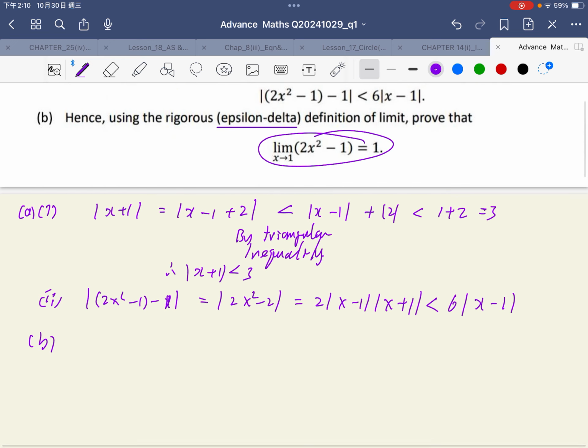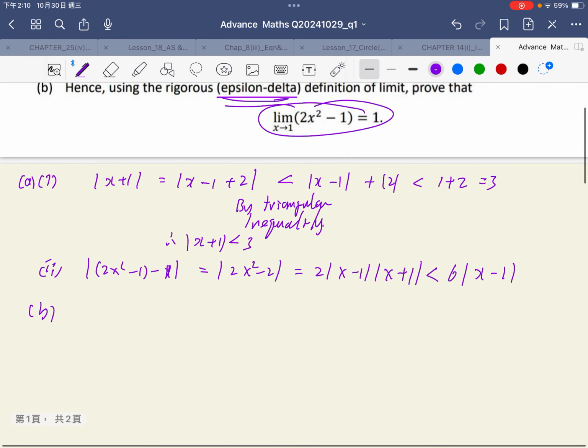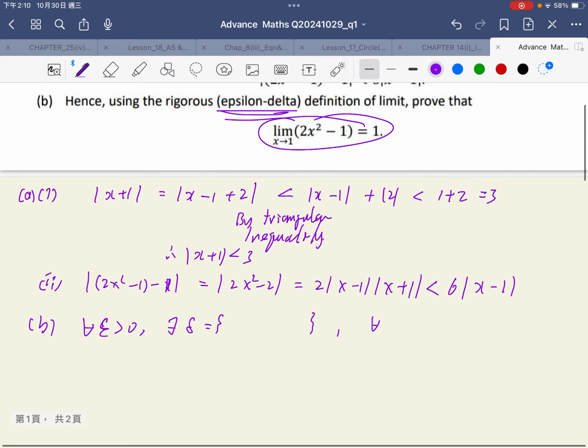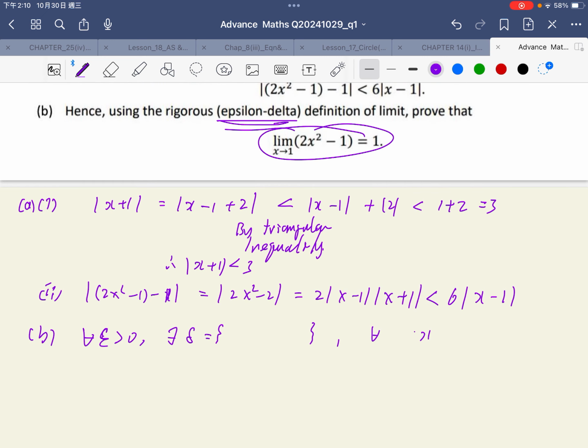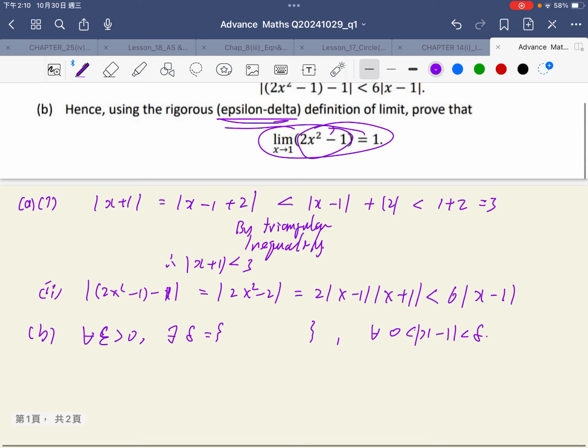Okay, part B uses epsilon-delta. For all epsilon greater than 0, there is a delta. What is delta? We hold this one and calculate it by using the inequality estimate. Then for absolute x minus 1 greater than 0 and less than delta, here we use this minus this one.